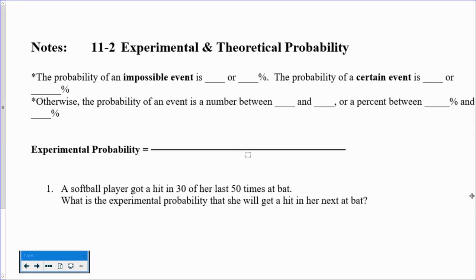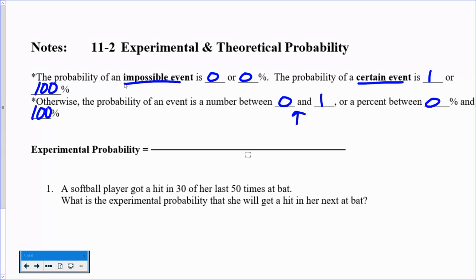But talking about probability, we could have an impossible event or situation. So the probability that would happen is 0, because it can't happen, or 0%. We can write things as a percent or as a number between 0 and 1. So the probability of a certain event is 1 or 100%. Like I just said, otherwise the probability of an event is between 0 and 1 as a decimal, or a percent between 0 and 100.